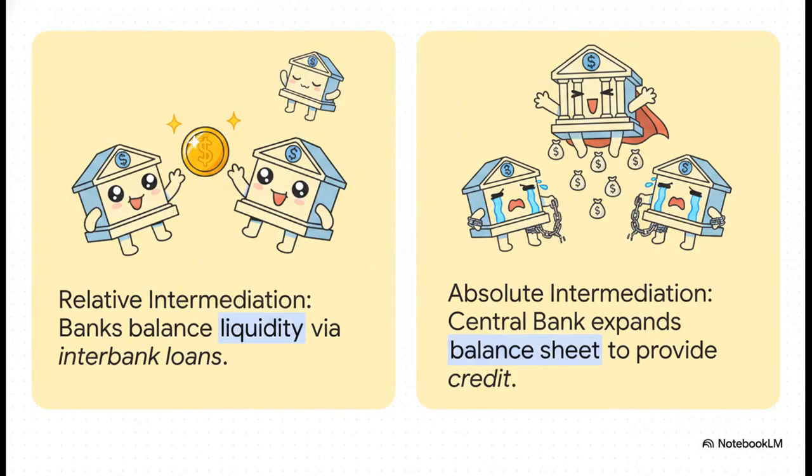So the crucial point is this fundamental shift in how the system survives. In normal times, we rely on relative intermediation. That's just banks lending to each other in the interbank market to balance out daily liquidity shifts, while the central bank basically just watches. But in a crisis, trust completely evaporates. We enter absolute intermediation. The central bank has to step in, aggressively expand its own balance sheet, and act as the absolute lender of last resort to save the entire system.